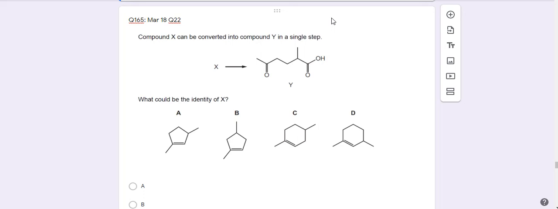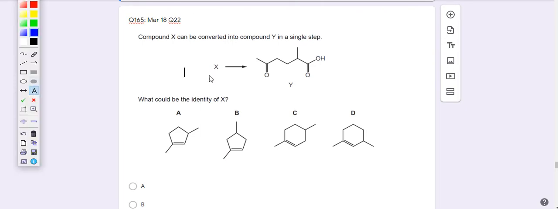This is chapter 15, question 165. They want you to find the identity of X which can be converted into Y in a single step. If you look at the answers A, B, C, and D, the functional group of X is an alkene, because all of them have the C=C double bond.